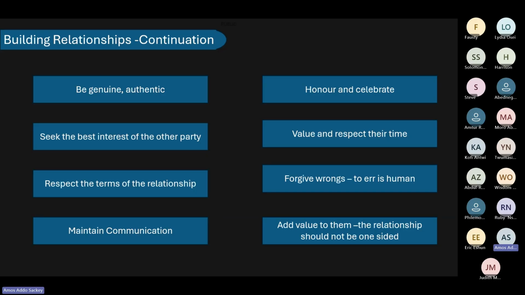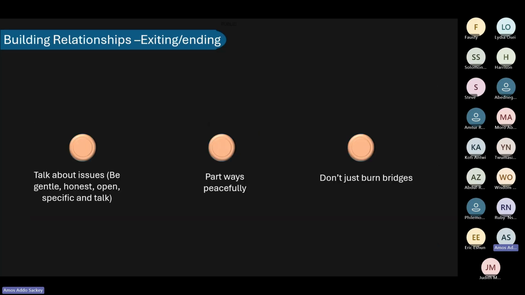And then the last one in the continuation stage is that you should add value to them. The relationship should not be one-sided. Add value to the people. Although this person is my mentor, and I can't give them much, they still need some things. Sometimes they need things that are not even about money. What can I do for them? What can I buy as a gift to them? What can I tell them? How can I support them? Add value to them. It shouldn't be that you are just drawing from them all the time.